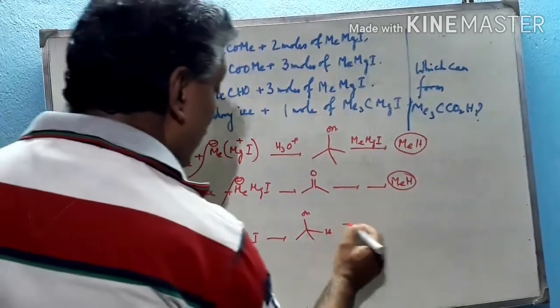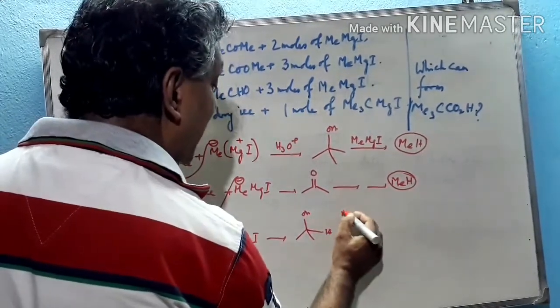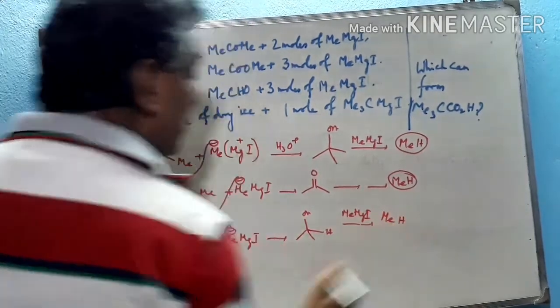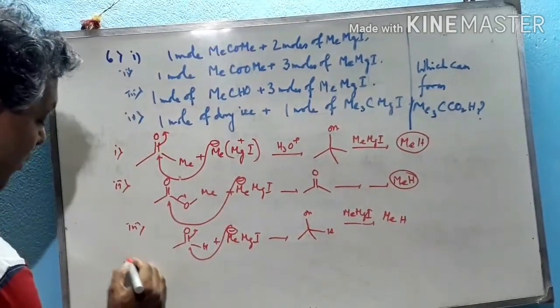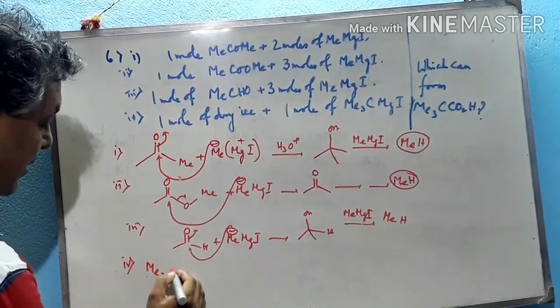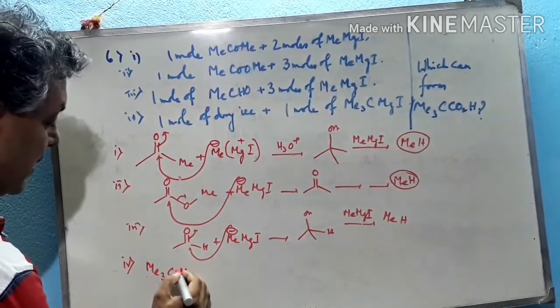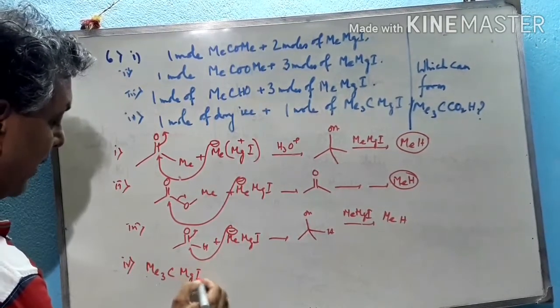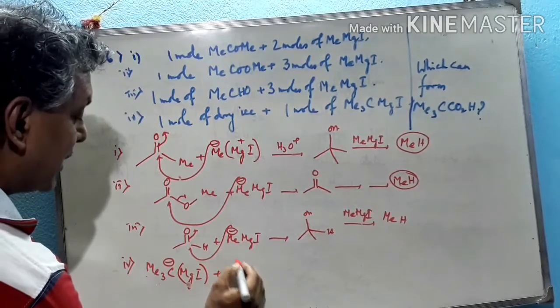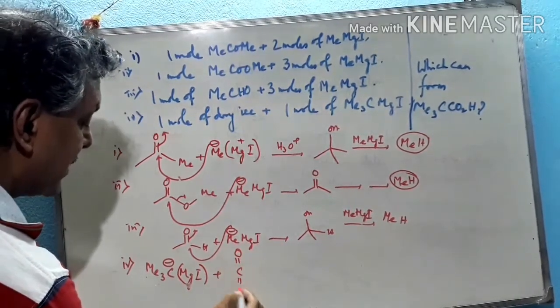But this compound when treated with methyl magnesium iodide again forms methane. So in the 4th reaction, we have seen that Me3C MgI, that means this will be the negative charge, this is the positive charge, reacts with the CO2, dry ice.